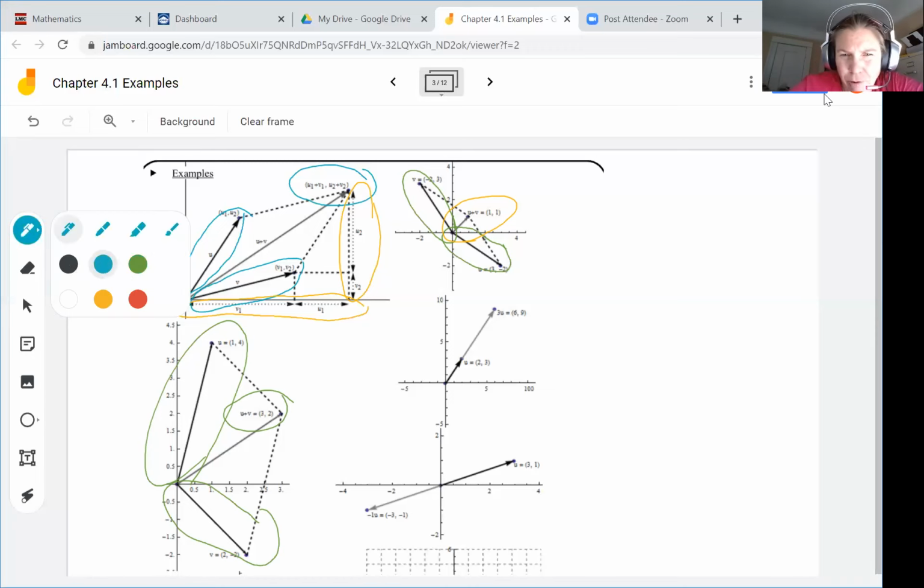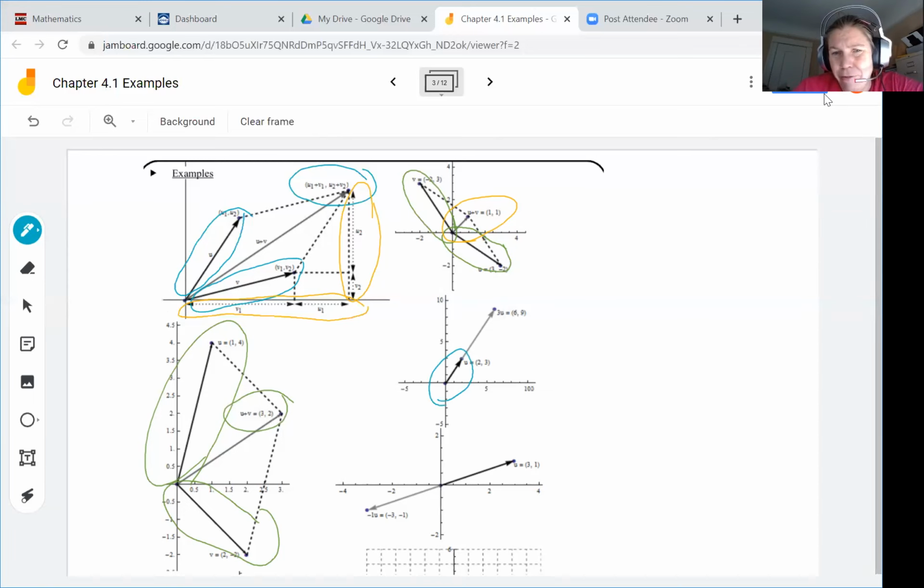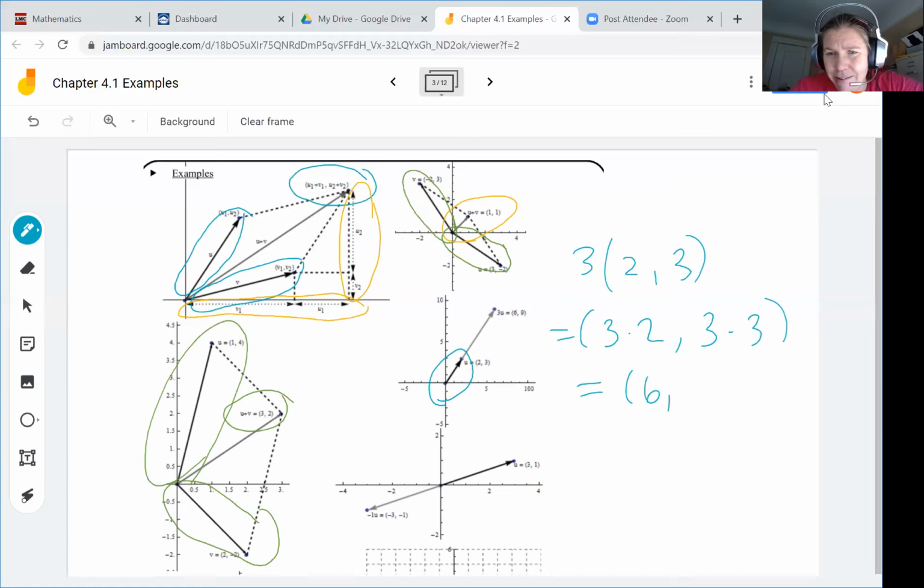Here on the right in our upper picture, we have vector u, which is at 2, 3. And then if we do 3u, our math is going to be 3 times the vector 2, 3. So that's going to equal 3 times 2 and 3 times 3, or 6, 9 as our new terminal point. So we just multiply through by our scalar there.